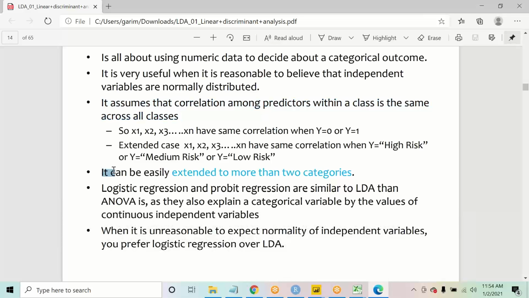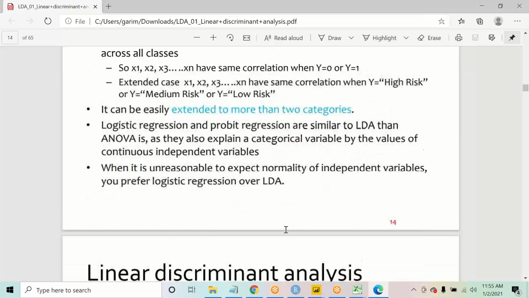You can use LDA for more than two categories also. Logistic regression and the decision trees technique that we have used are similar to LDA, so those can be used as an alternative. If it is unreasonable to expect normality of independent variables, you prefer logistic regression over LDA. As we have said, all your numerical data should be normally distributed. If you think the data is not normally distributed, in that case you should be using logistic regression over LDA.